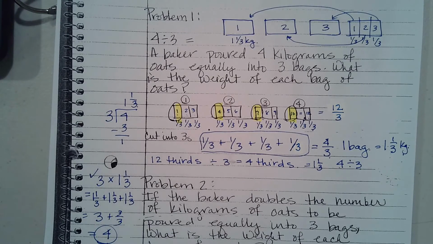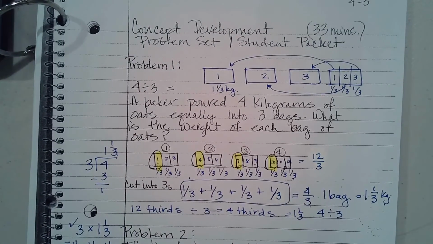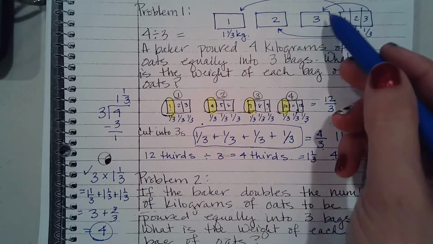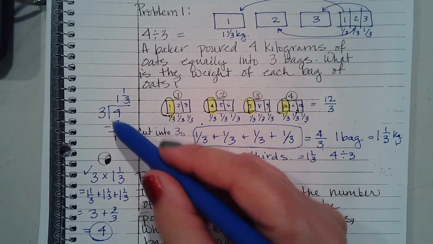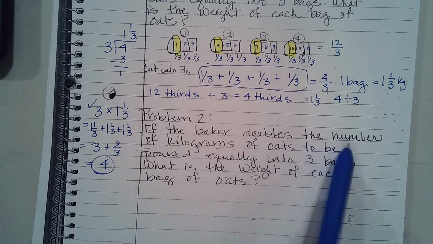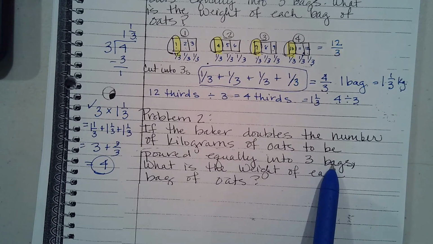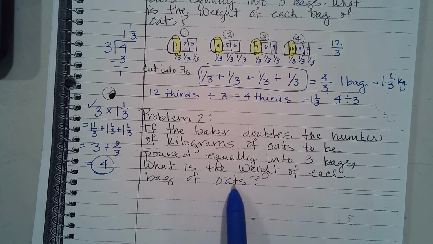Now, let's move on to problem 2. As you can see, I took up a lot of room here because I wanted to show you the different ways to actually solve. So, if a baker doubles the number of kilograms of oats to be poured equally into 3 bags, what is the weight of each bag of oats?